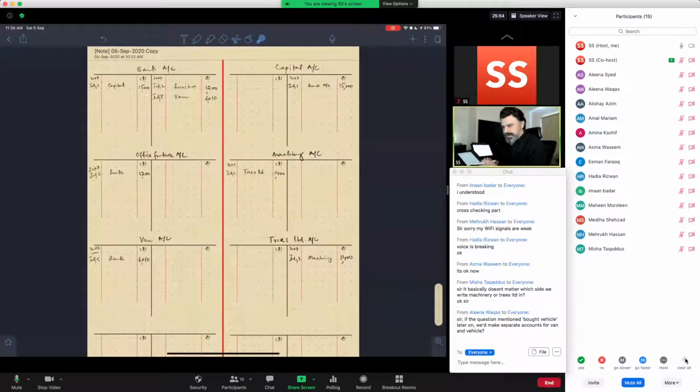Alina Vakas has mentioned questions. If the question mentioned bought vehicle later on, we'd make a separate account for van, or I think van and vehicle is the same thing, Alina. Okay, van or vehicle means the same thing, so you will use the same account, right? Okay.